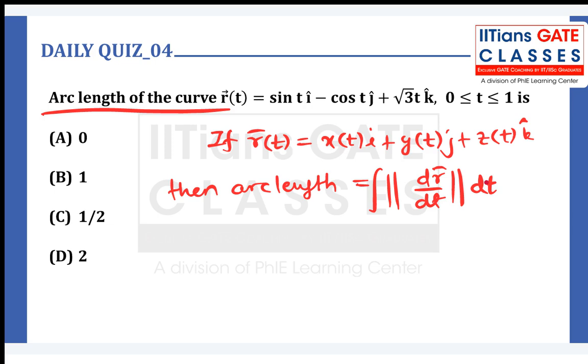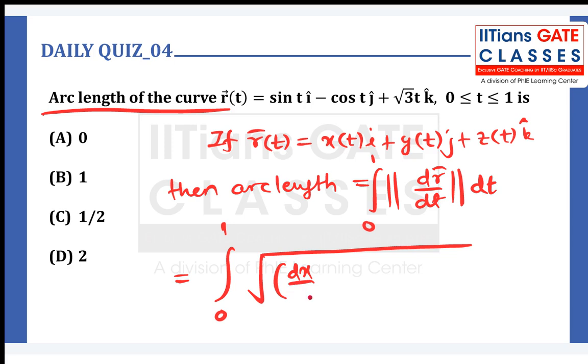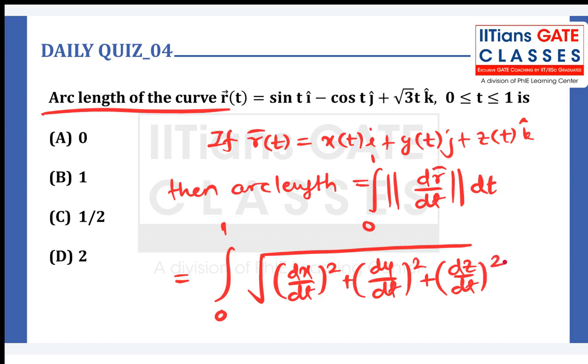So here the t is going from 0 to 1, so the limit will be 0 to 1. Okay, but we usually don't write it in this way. The formula that I have given you in the class is, since we are finding the magnitude, dx by dt whole square, dy by dt whole square, and dz by dt whole square, and this is integrated outside. Okay, so now here you can directly solve this.